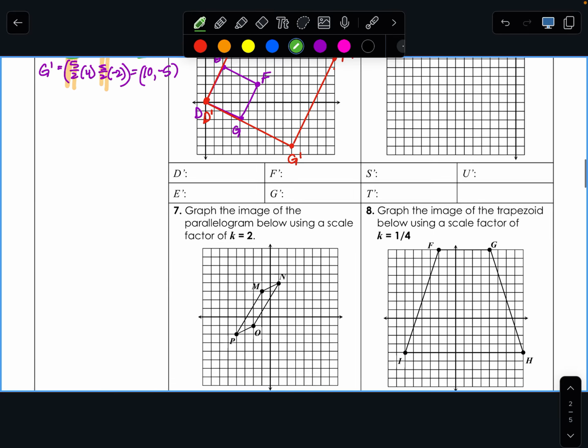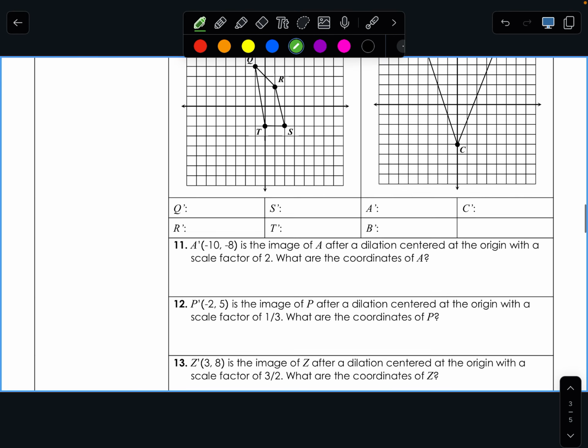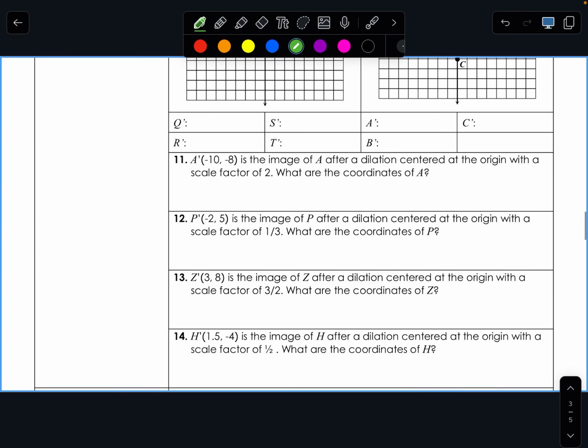So finish with the different practices. This 11 through 12 are just points, and it tells you the scale factors. So that means that K equals 2, and you just get your new coordinates by multiplying by 2.